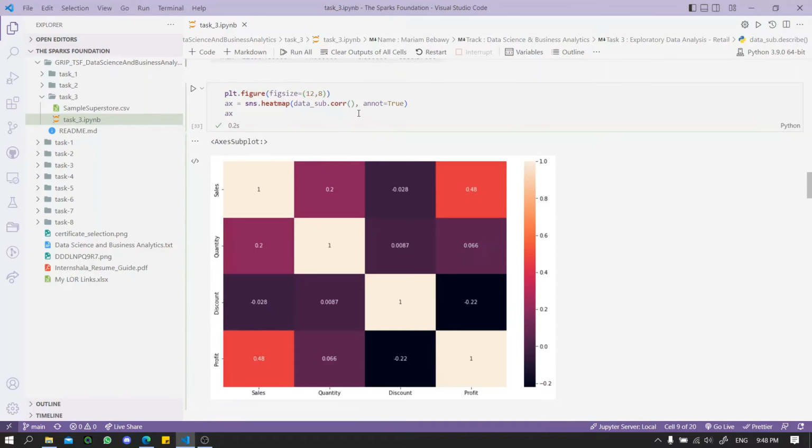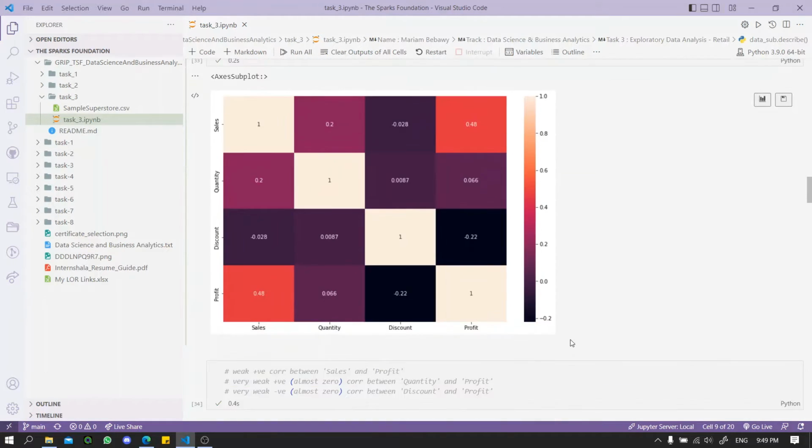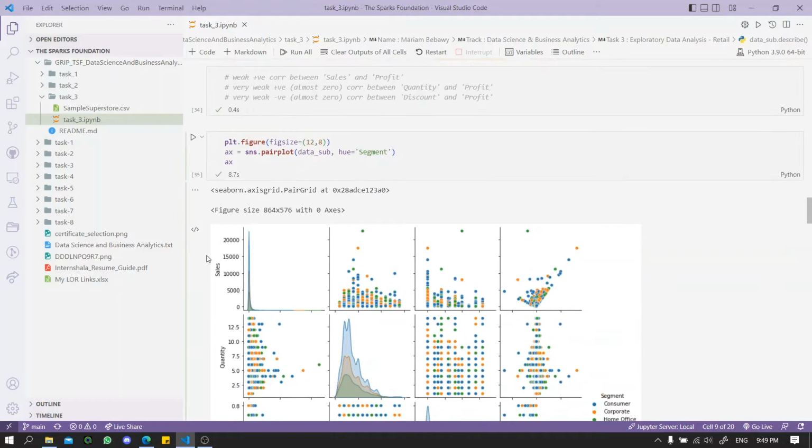Then we move on to checking the correlation between the four categories that we inspected right here. And we don't really get much information because there is no strong positive or negative correlation between either of those. So we move on to the next thing.